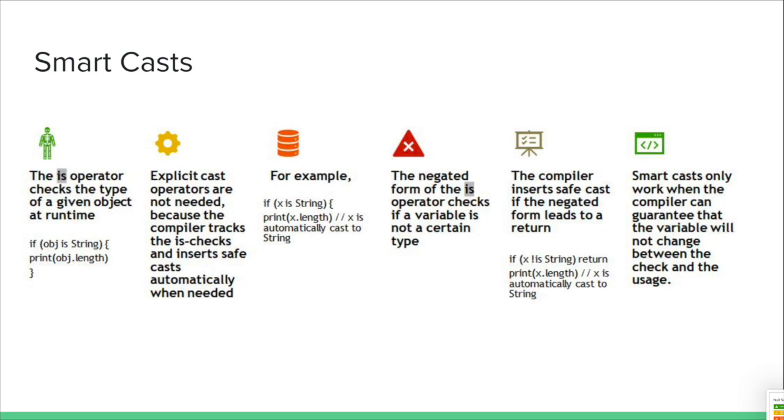Similarly, we can use the negated form of the is operator and check if a variable is not a certain type. And the compiler is actually smart enough to safe cast a variable if the negated form leads to a return, like the example below. It is important to note that smart casts only work when the compiler can guarantee that the variable will not change between the check and the usage.